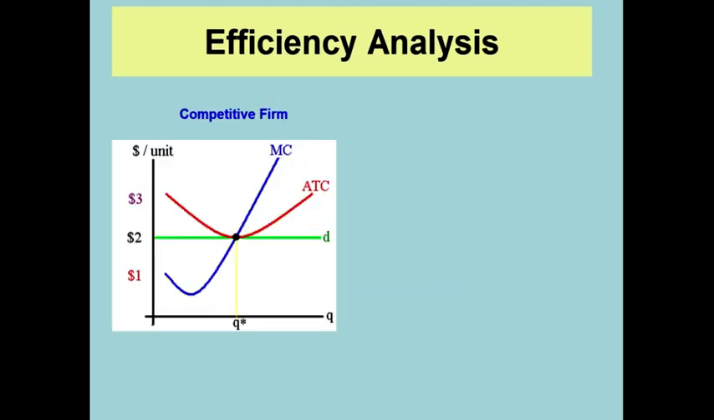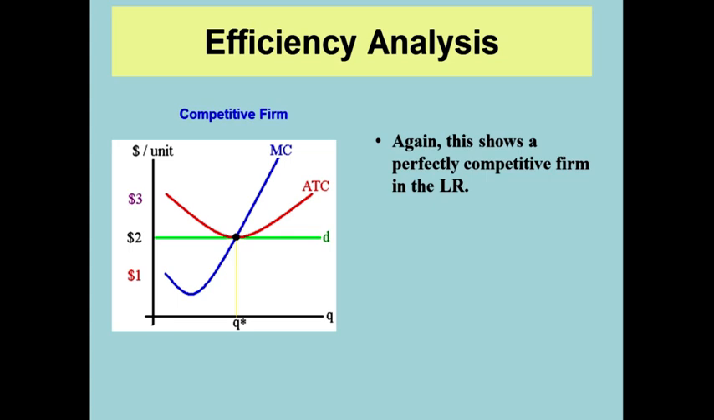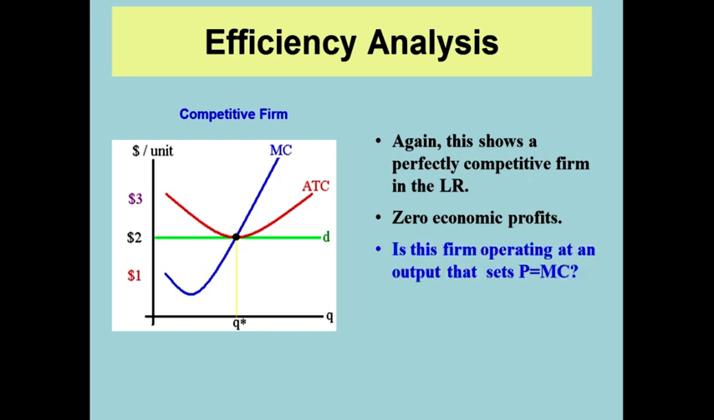So we're back to the model of perfect competition. And again, we agree that we've got a graph of a firm in perfect competition in the long run. And we know it's the long run. Why? Because we have zero economic profits. All right, we get that. So is this firm operating at an output that sets price equal to marginal cost? Take a look. What do you think? Is price equal to marginal cost here?